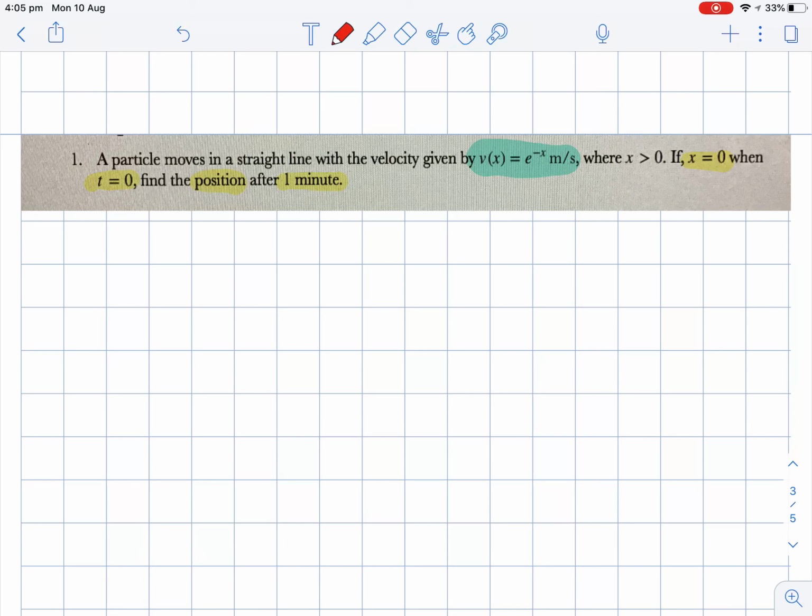The first thing that we need to recognize is that velocity is just equal to the rate of change of position with respect to time. So our velocity is equal to the change in position with respect to time. So I'm going to rewrite that v of x as dx dt. Okay, so velocity is dx dt.